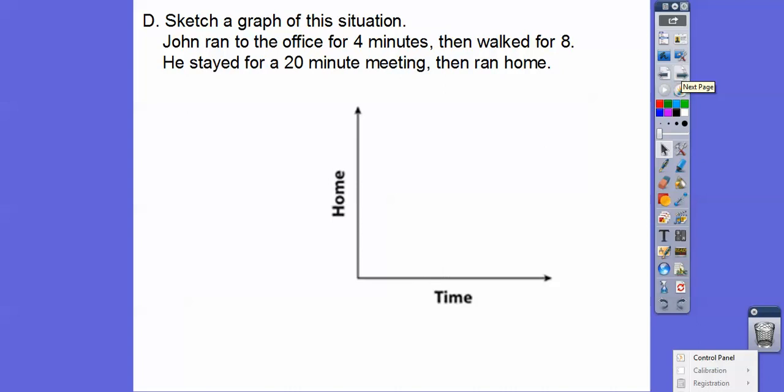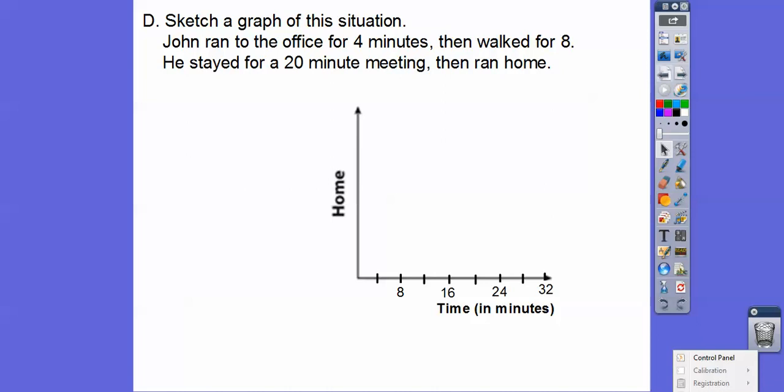So we have home right here and time right here, and it says John ran to the office for 4 minutes. I'm guessing he's at home right now, so he's down here at home. He ran, so his speed is going to be fast, so it's going to be a steep line for 4 minutes. Let's put in the minutes. I'm just adding up: 4 plus 8 is 12, plus 20 is 32, and it's actually going to be more than 32. I'll show you in just a second.